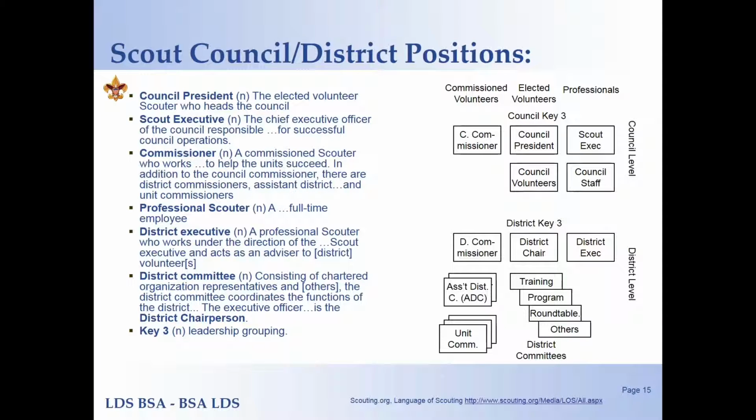Underneath the district, there's typically a set of committees that will interact directly with the units. These committees include training programs, roundtables, and other kinds of activities. Underneath the district commissioner, there are assistant district commissioners and unit commissioners, and each unit, whether it's a pack, a troop, or a team, or a varsity crew, is assigned a unit commissioner to help them understand how scouting should work and make them proficient at using scouting.